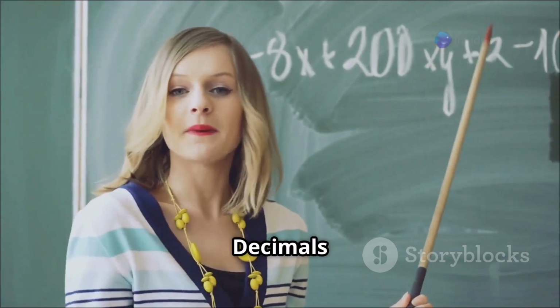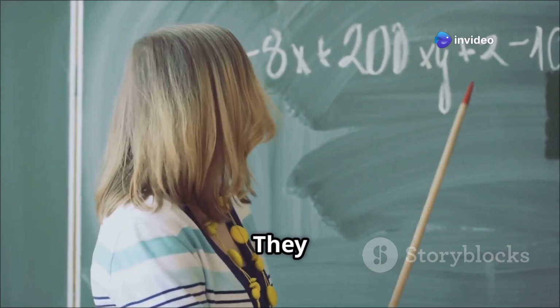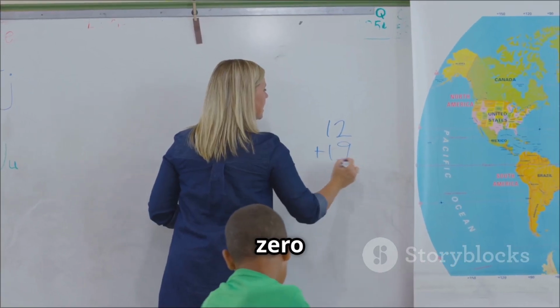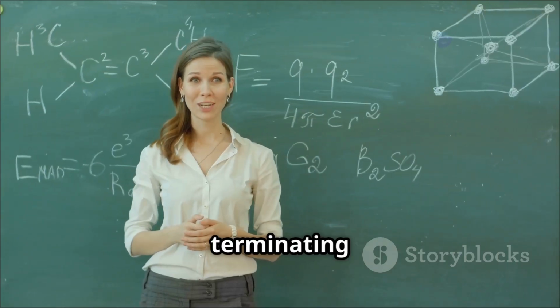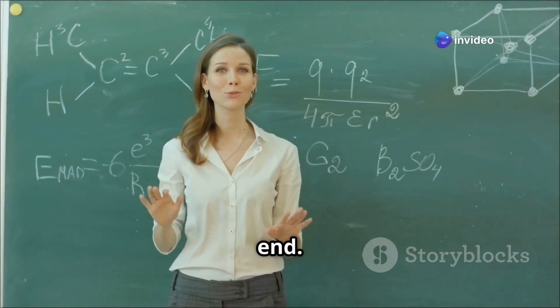Terminating decimals. These decimals have a finite number of digits after the decimal point. They come to an end after a certain number of decimal places. For example, 0.5, 0.75, and 2.25 are terminating decimals. These numbers are easy to work with because they have a clear end.